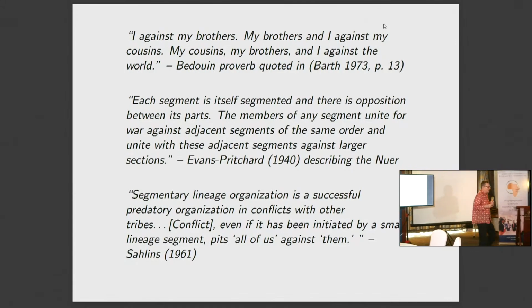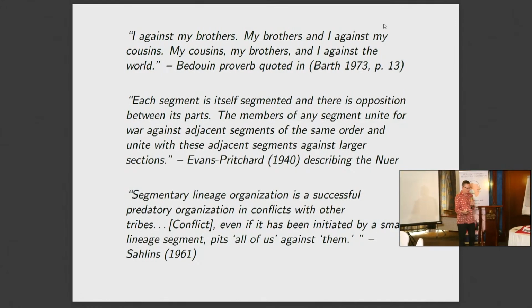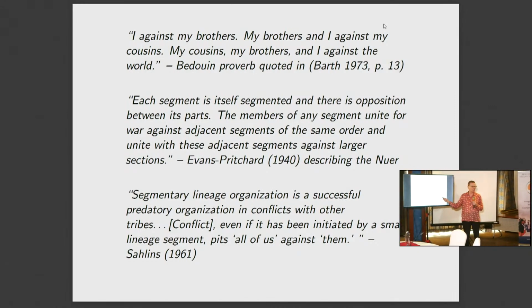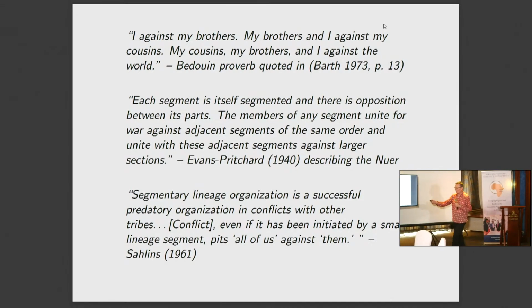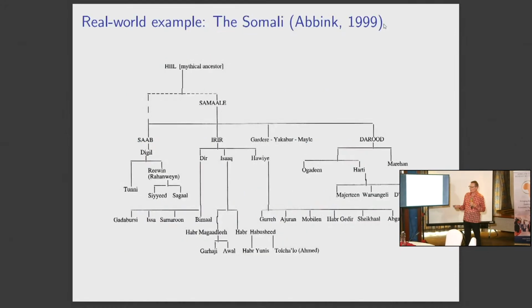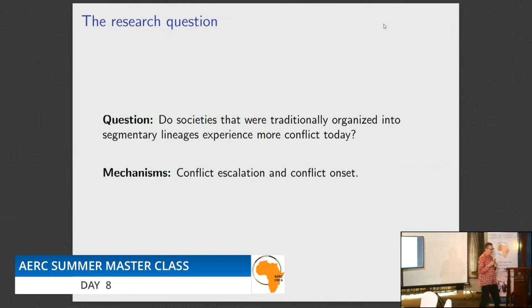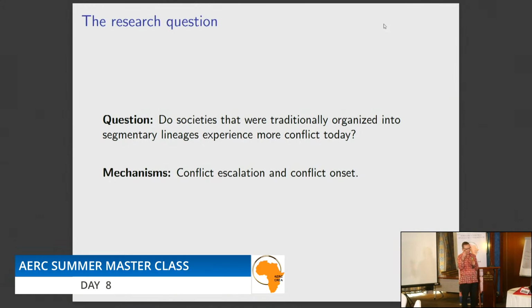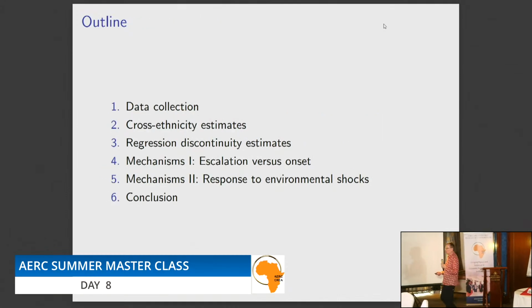So our idea was, there's a lot of social science interested in the determinants of conflict and the incidence of conflict. Could this hypothesis be right? Could there actually be a relationship between conflict and a particular type of social organization in Africa? That's what we were interested in. Do societies that were traditionally organized into segmentary lineages experience more conflict today? I'm particularly interested in talking about this because of the research design and the data we use, so let me tell you about the data.